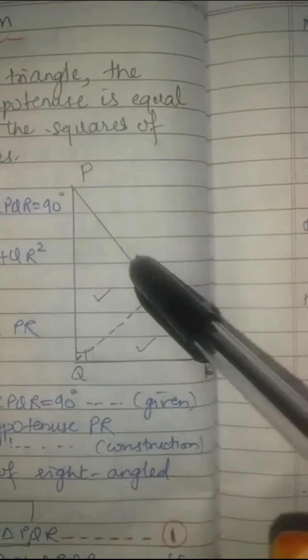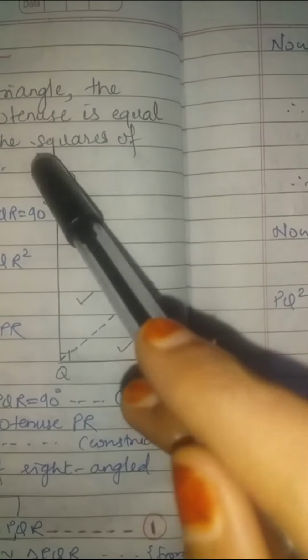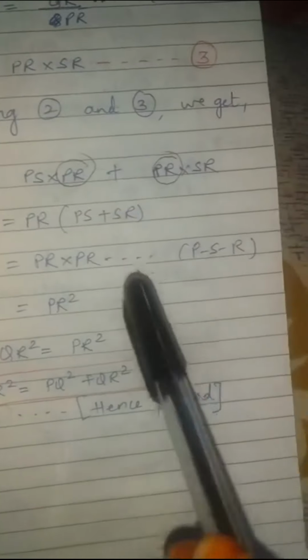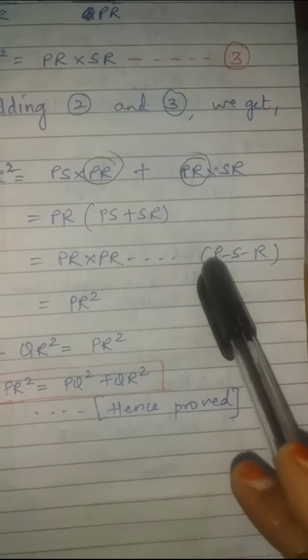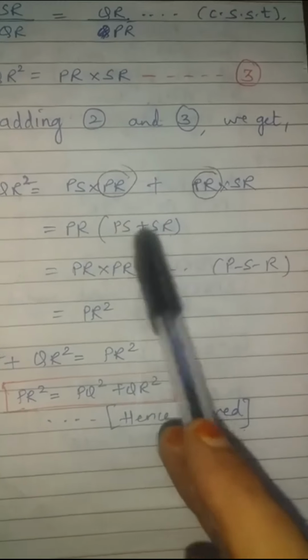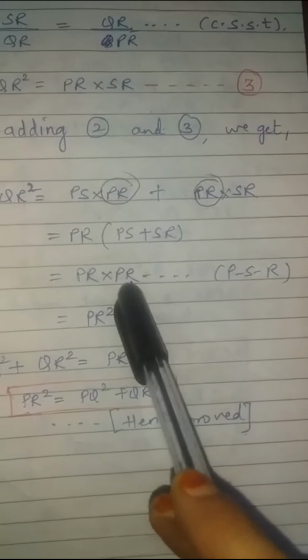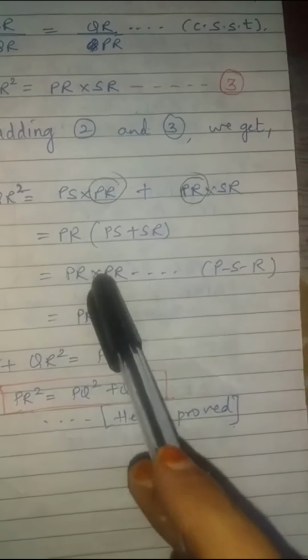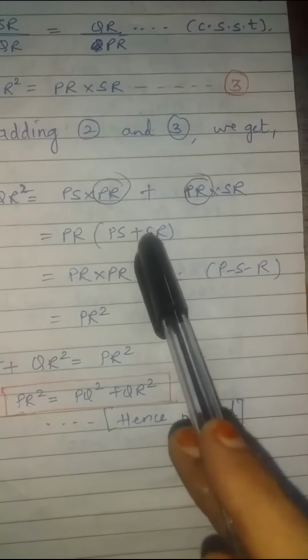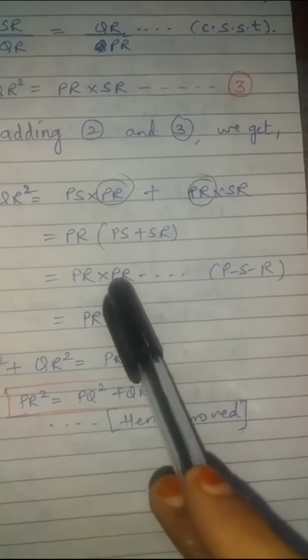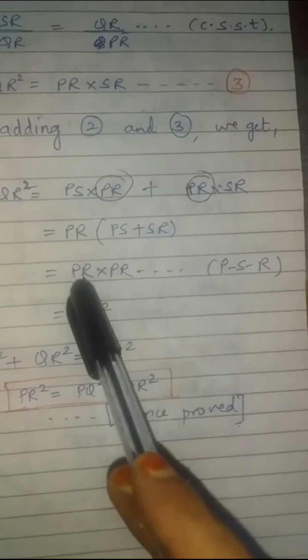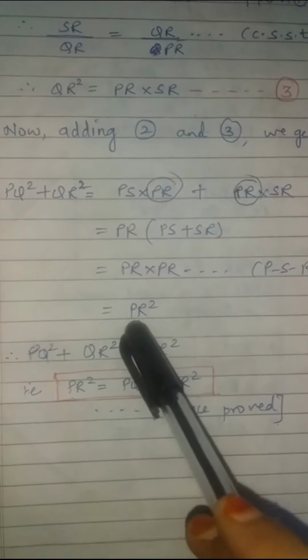Now this PS plus SR, from the diagram itself, PS plus SR is equal to PR, since P-S-R is a straight line. So since we have the condition P-S-R, in place of this bracket we can write PR. So we have PR written into the bracket, whose addition is PR. So we have PR into PR, that is PR square.